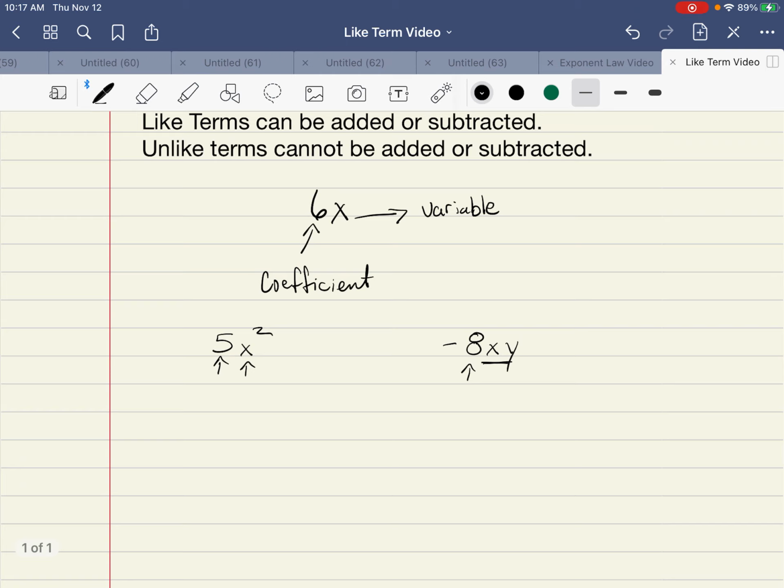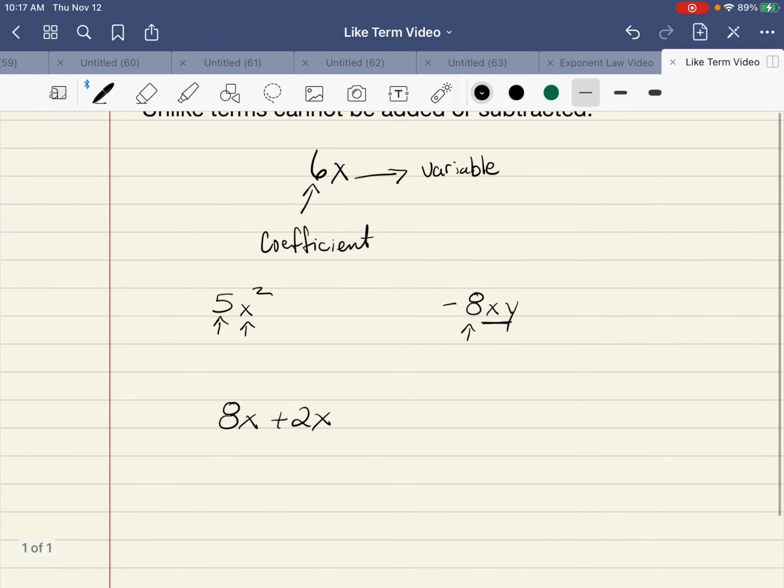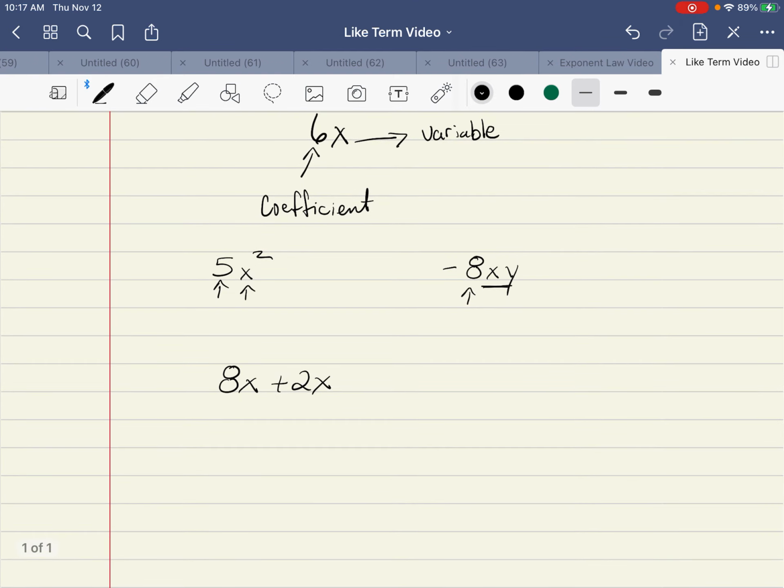In terms of like terms, if you have something like 8x plus 2x, you could add these two because, let me use my highlighter here, they are both variable x. So I'm going to keep that x, and I like to say we do the math in front. The math in front says 8 plus 2, which you know is 10.